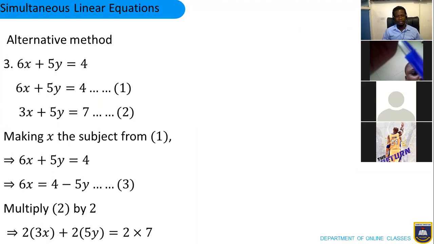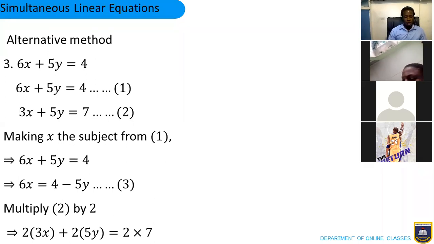The alternative method. I want to make x the subject from equation 1. Someone can choose to make y the subject from equation 2, or y the subject from equation 1, or x the subject from equation 2. So here we are making x the subject from equation 1. Now, after making that, I have 6x plus 5y is equal to 4, and I have 6x is equal to 4 minus 5y. So we pause here. Now we have the left-hand side to be in terms of x, that is the 6x. And the right-hand side is equal to 4 minus 5y.